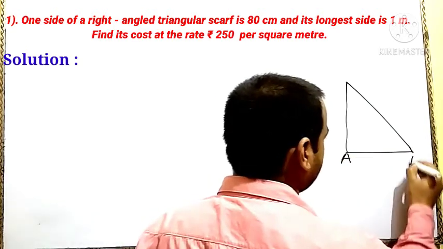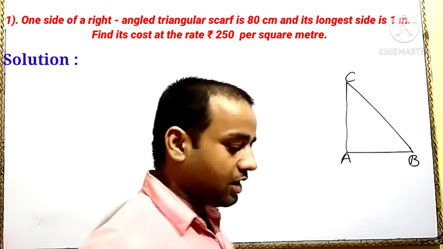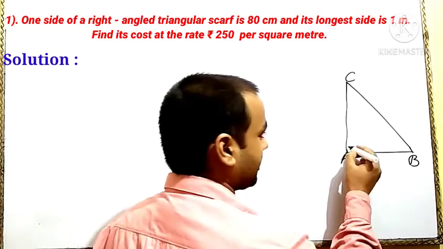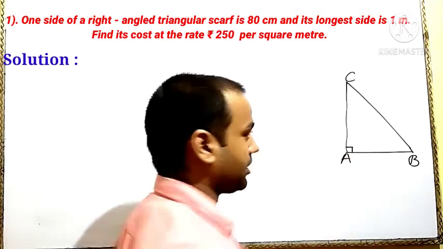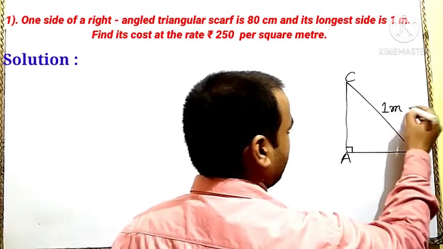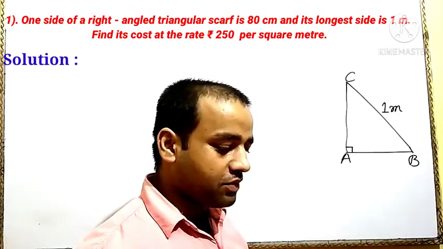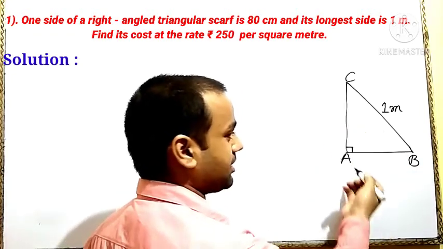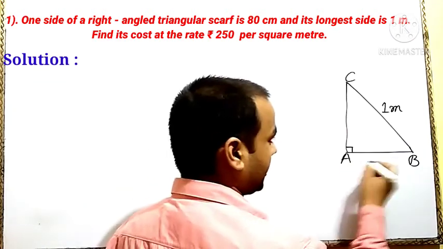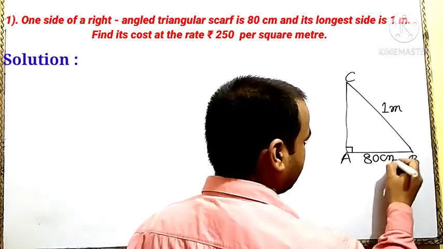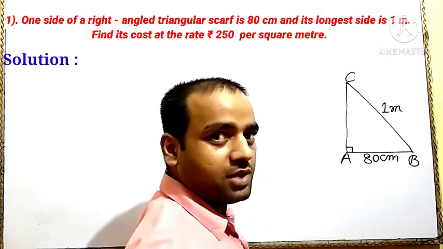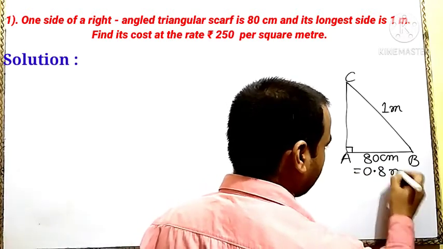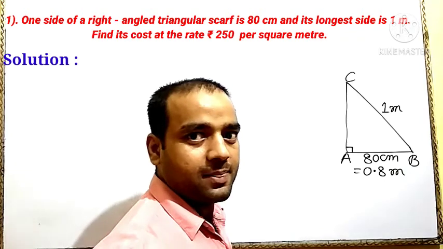Name it ABC. Here the longest side means the hypotenuse, the side opposite the 90 degree angle. Given 1 meter means BC is equal to 1 meter. One side of the right angle triangular scarf is 80 centimeter, either AB or AC, right? So we take AB is equal to 80 centimeter. Convert centimeter into meter, divide by 100. We get 0.8 meter. Is it clear?